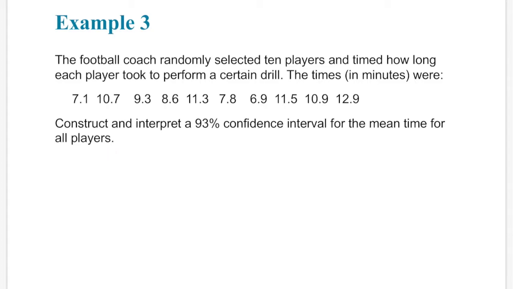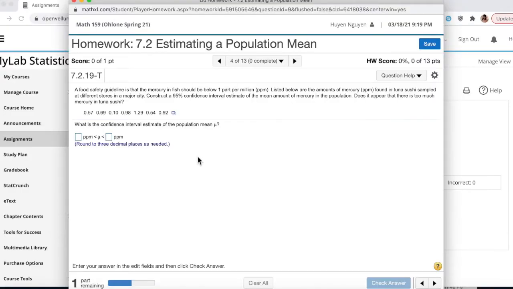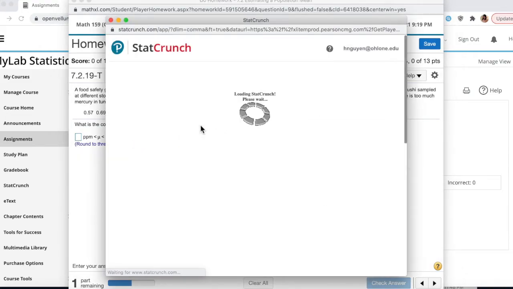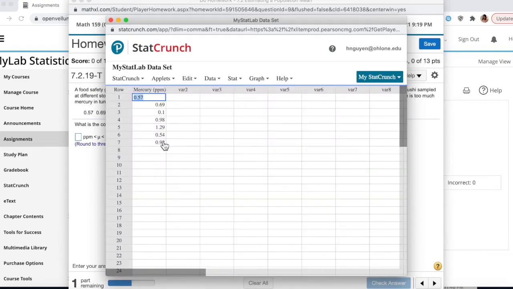I am given the original data here. I don't have my x-bar, I don't have my s, I don't have my n. And I want to find a 93% confidence interval. I am going to use StatCrunch for this. If you're given the original data and you want to import that into StatCrunch, you click on this little square right here and choose Open in StatCrunch. It will import the data here for you.